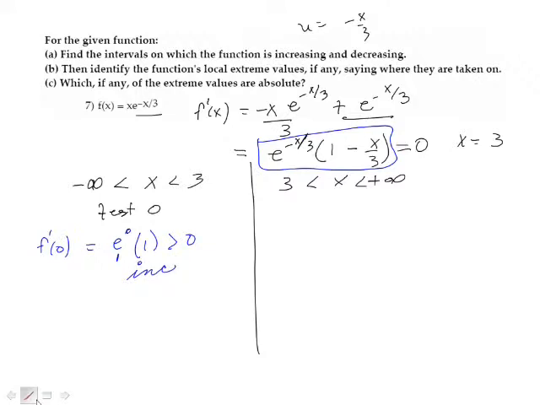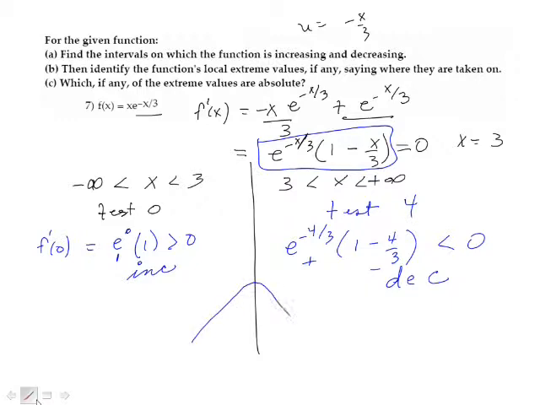And then we will test, looks like test 4 would be the easiest one, and we get e to the minus 4/3 times 1 minus 4/3. E to the minus 4/3 is positive, and this is negative, so this is less than 0, so it's decreasing.